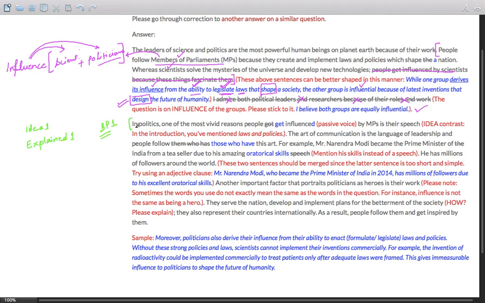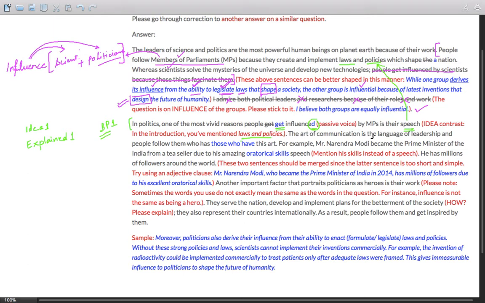So, explanation one: "In politics, one of the most vivid reasons people get influenced, it's a passive voice, it has to be influenced by a member of parliament is their speech." Now, nowhere in the introduction have you mentioned the speech. You had mentioned the laws and policies, not the speech. So, if you are discussing something in body paragraphs, try to mention that in the introduction as well. So, this is one point. You've just mentioned laws and policies in the introduction, not the speech.